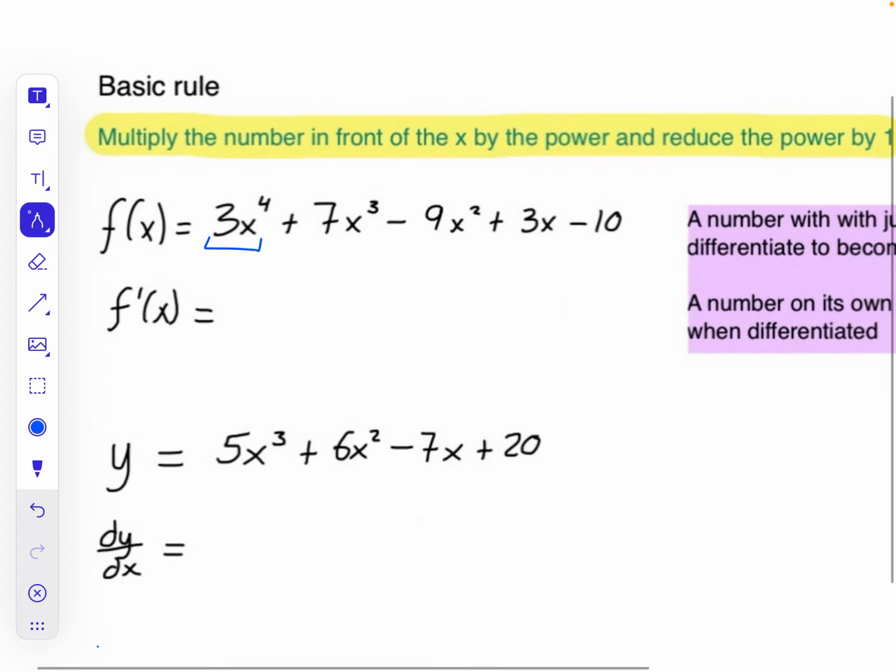Okay, so I'm going to focus on this 3x to the power of 4 here. I'm going to multiply the number in front of the x by the power. So our power is 4. So I'm going to multiply 3 by 4. That's going to give me 12.